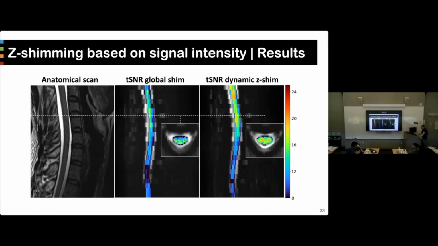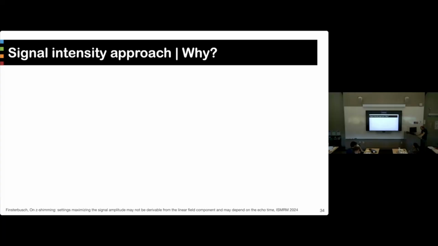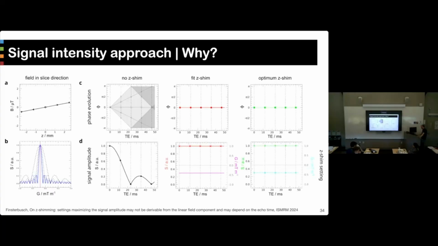Here are some TSNR comparisons, and we saw really great improvement across pretty much all slices when using this method. So why would you use this signal intensity approach? Field map-based methods work well. However, what Jürgen showed in 2024 is that if you have a through-slice B0 inhomogeneity that's linear, then if you just fit that, which is what a field map would do, you get your optimal signal intensity.